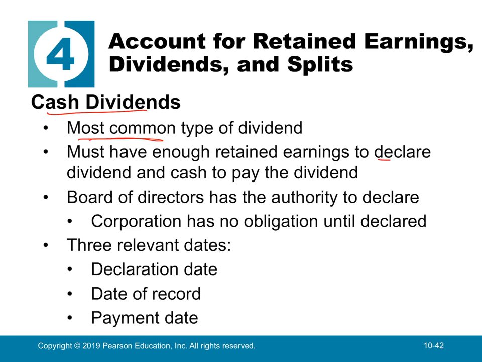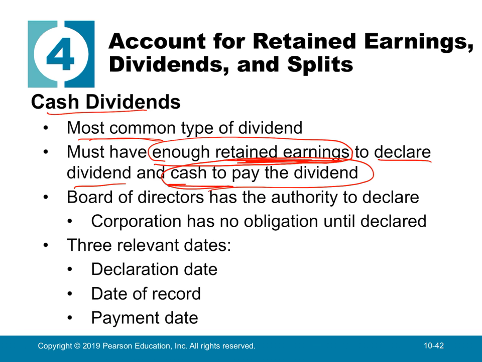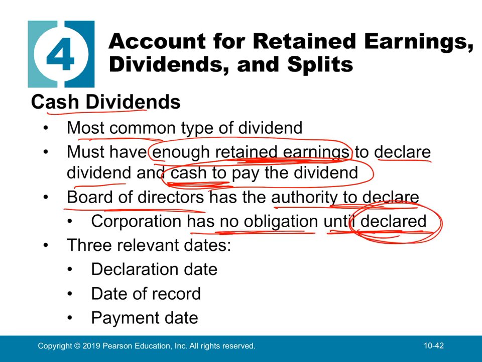In order to declare a dividend, you need to both have enough retained earnings and enough cash to pay the dividend. So retained earnings must be there and cash must be there. The board of directors is who has the authority to declare a dividend. There is no liability or no obligation until it is declared. Once you've declared it, you've created a liability.